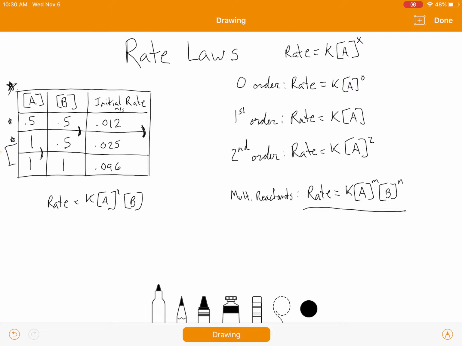Now, looking at these two points, we hold A constant and B changes. So that means the only thing affecting the rate change is the concentration of B. And if you notice the difference between these two, you're going from 0.025 to approximately 0.1, which is a quadruple. So that means this is second order with respect to B.